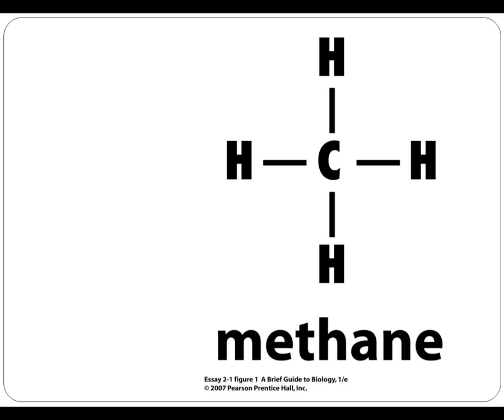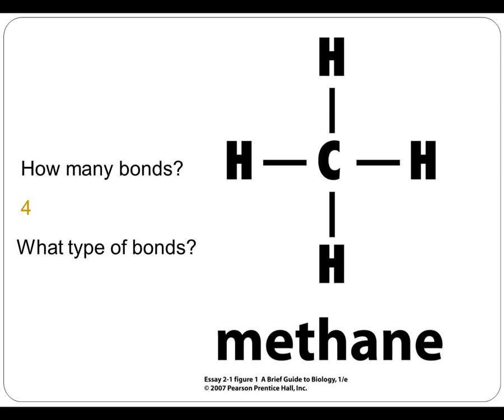But what I want you to look at is the lines between the carbon and the hydrogen atom. Each of those lines represents a covalent bond. So how many bonds are in this methane? 4. You would say 4 covalent bonds make up this molecule.